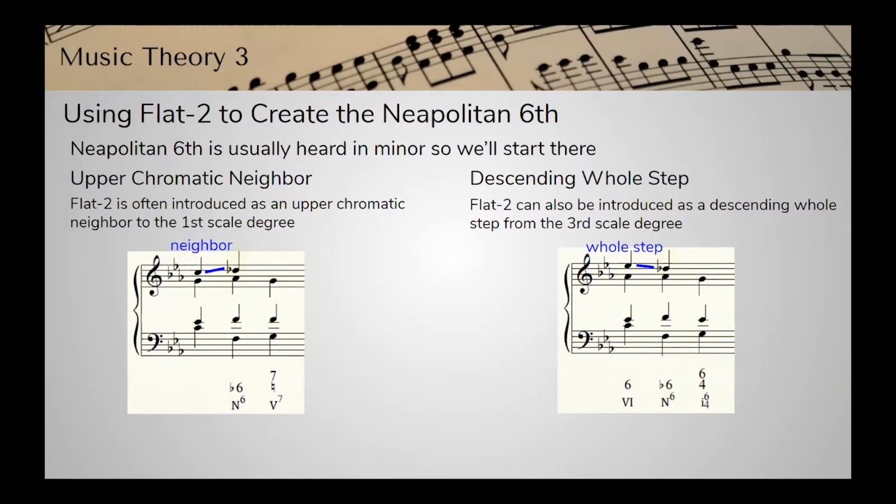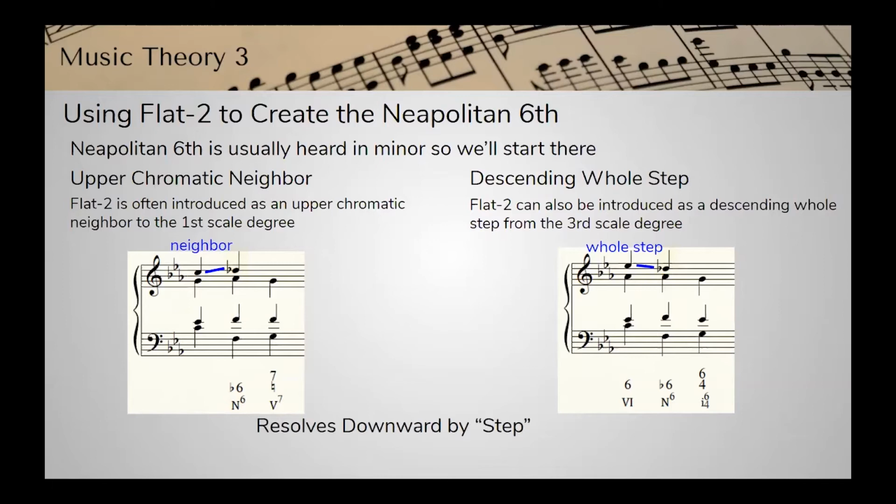Okay, so that's the two main ways you can introduce the flat 2. I'm sure there are others, but these are the two I think most common ways, either as a chromatic upper neighbor from the first scale degree, so going up a half step, or as introducing it as a whole step from the third scale degree. Okay. And of course, you always want to resolve them correctly, and they always resolve down by step.